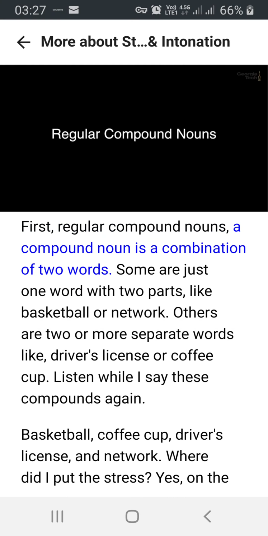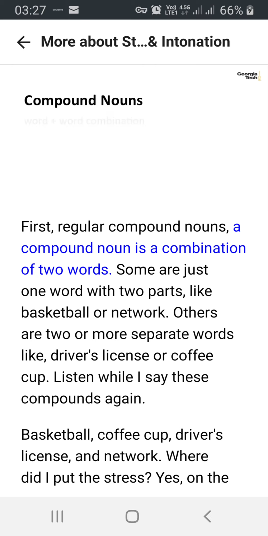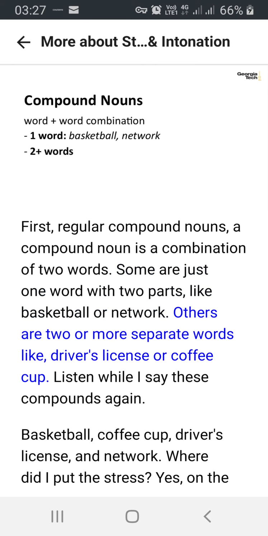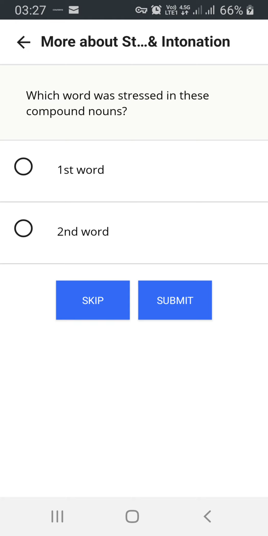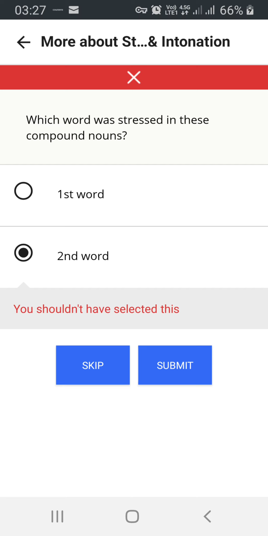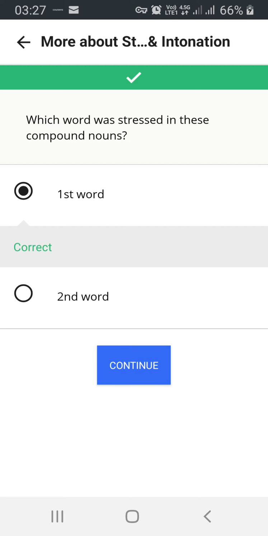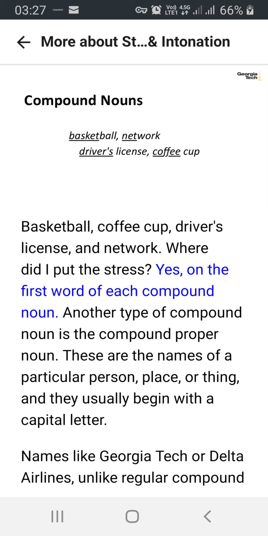First, regular compound nouns. A compound noun is a combination of 2 words. Some are just one word with 2 parts like basketball or network. Others are 2 or more separate words like driver's license or coffee cup. Listen while I say these compounds again. Basketball, coffee cup, driver's license, and network. Where did I put the stress? Yes, on the first word of each compound noun.